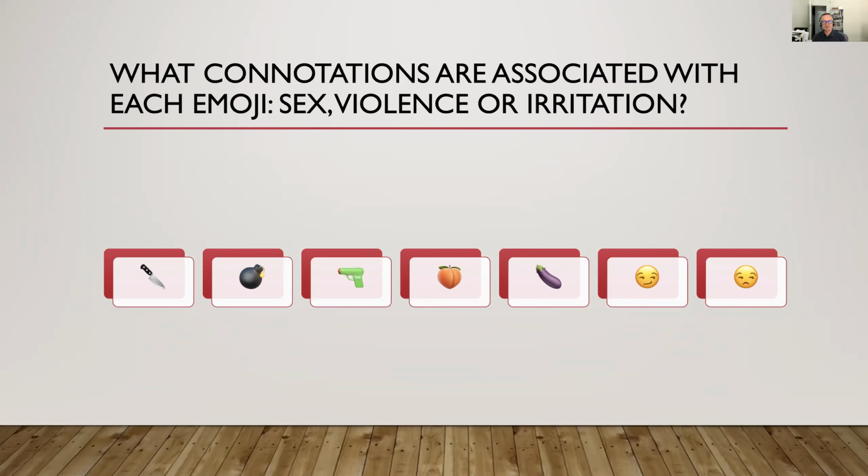The peach, again, there's that sexual undertone representing the buttocks. Same thing with the aubergine or the eggplant. And then the second last one, the smirking face, that could be sexual undertones. And then the last one is irritation. And I suppose everything is violence or sexual, yikes. Well, not everything, but there is a lot of those. And I think that's why these emojis cause problems.